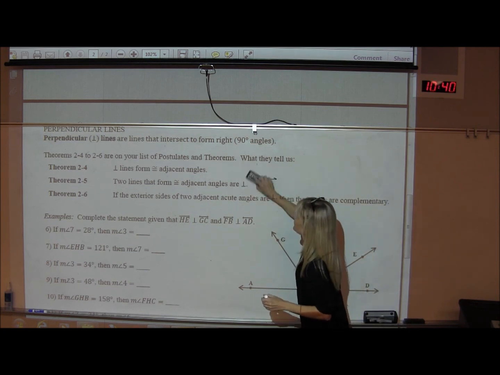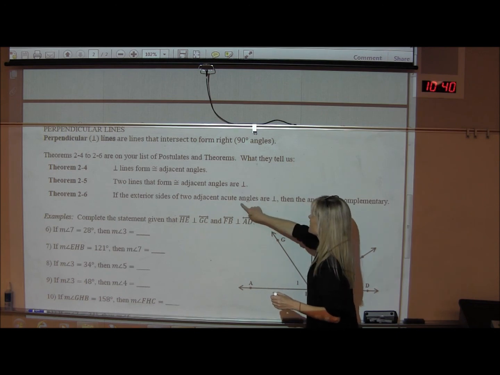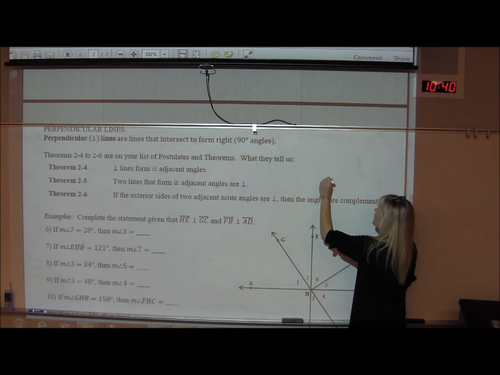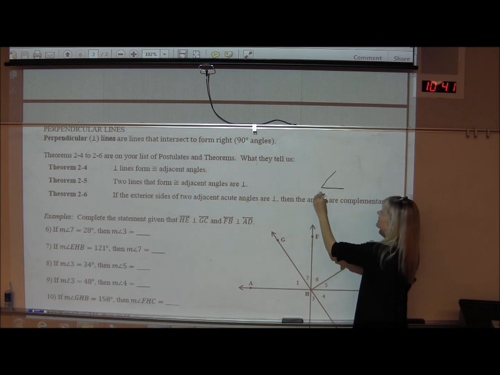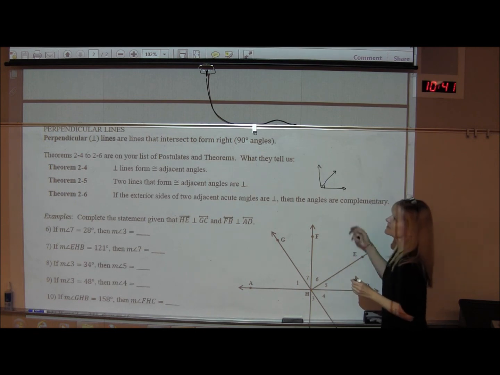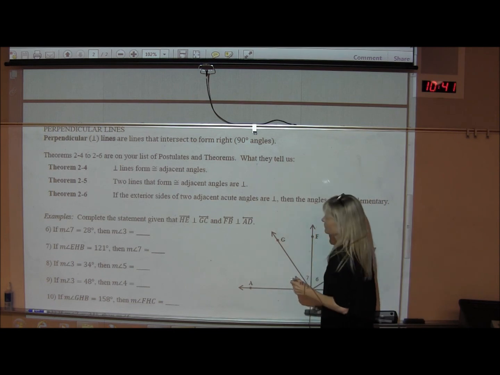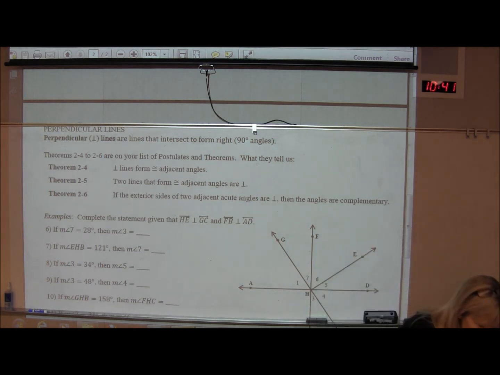That's what that's saying. And then this one says, if the exterior sides of two acute adjacent angles, so you've got an acute angle here and an adjacent one here, if the exterior sides of the two angles are perpendicular, then the angles are complementary, which means they add up to 90 degrees. Okay, so again, these things kind of make sense. So we're going to use these and the other stuff that we learned on the front.